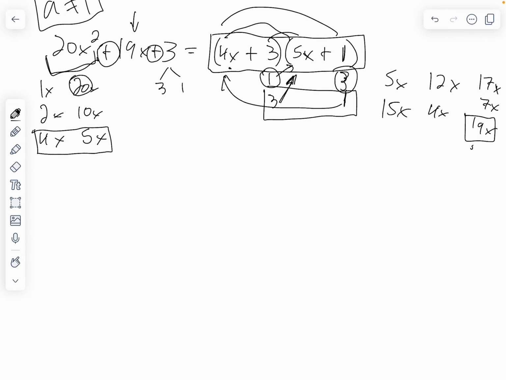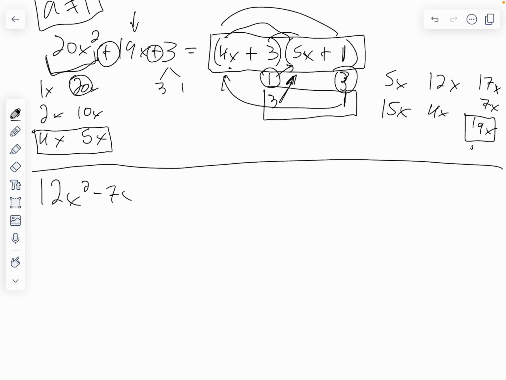All right, another one. You can try it on your own if you want to. Got a little messy there, so let's divide. So we have 12x squared minus 7x minus 12. And we're trying to factor this. So I'd recommend starting like we did here by thinking, how can I make 12x squared? And you've got a few options.